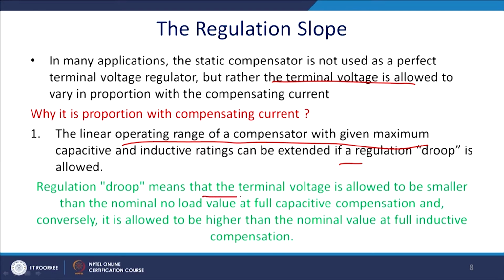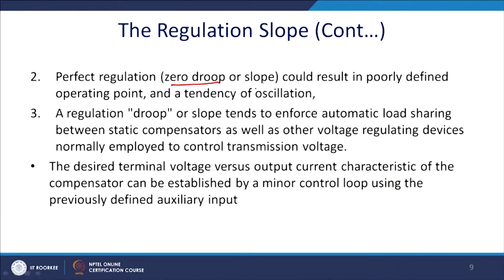Regulation drop means the terminal voltage is allowed to be smaller than the nominal no load value at full capacitive compensation, and conversely it is allowed to be higher than the nominal value at full inductive compensation. This is the droop regulation. So, that is what happens. The perfect regulation, that means zero droop or slope, could result in a poorly defined operating point and has a tendency to oscillate. So, that is something we require to prevent.